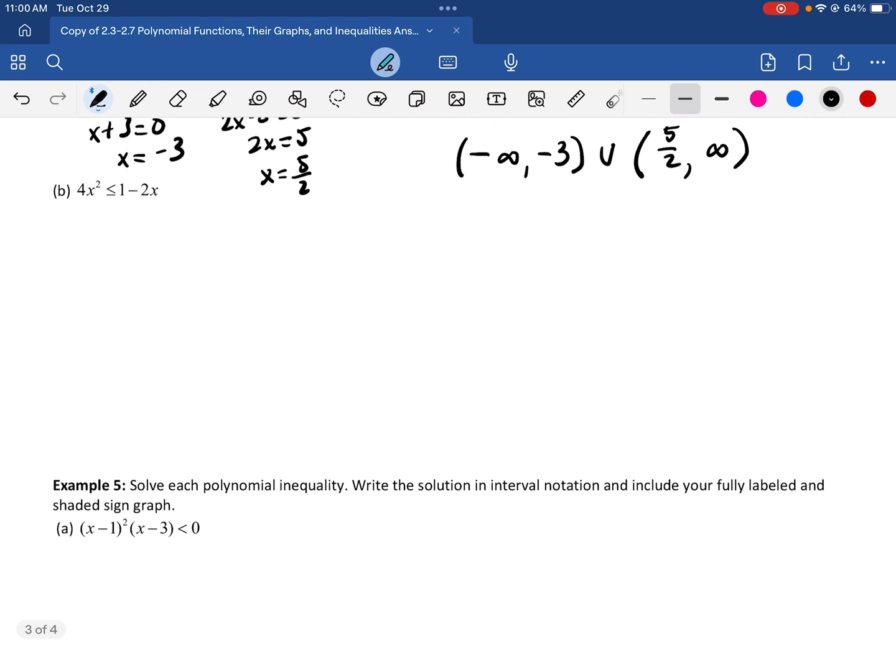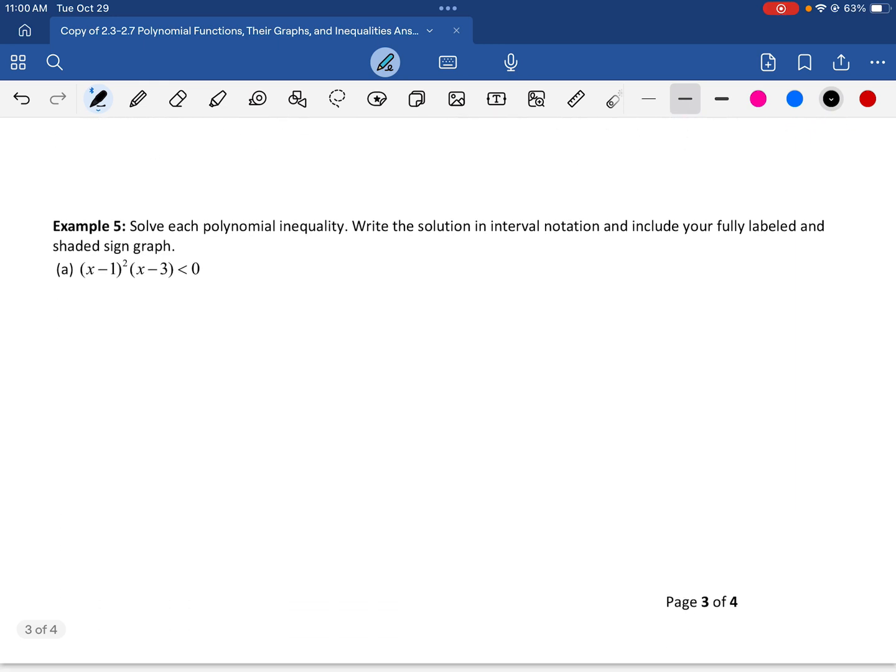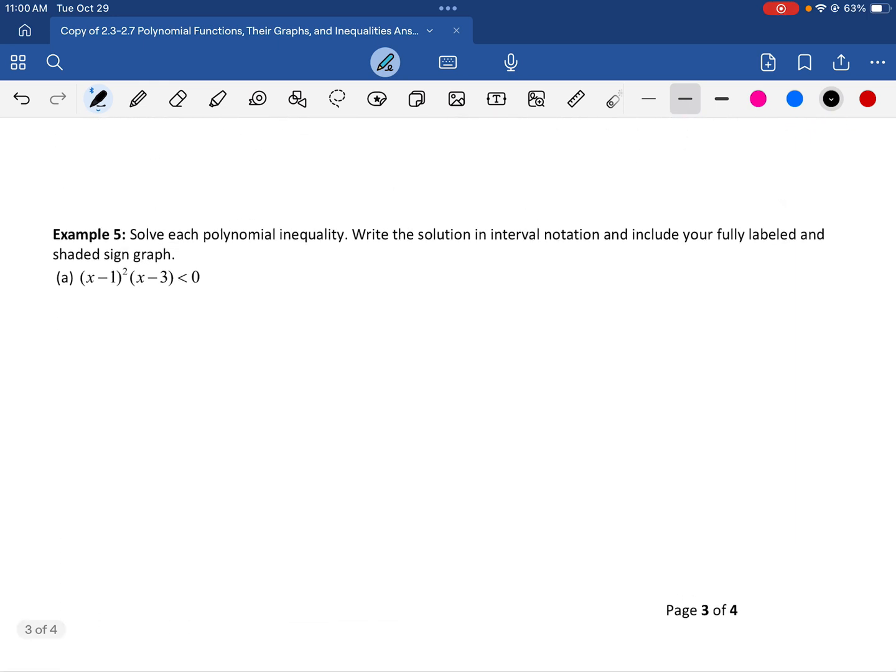I'll leave B for you to try on your own, and you can always go into Moodle and check your answer with the answer key. And let's look at this last one together.